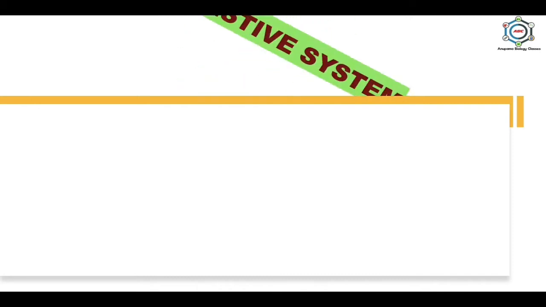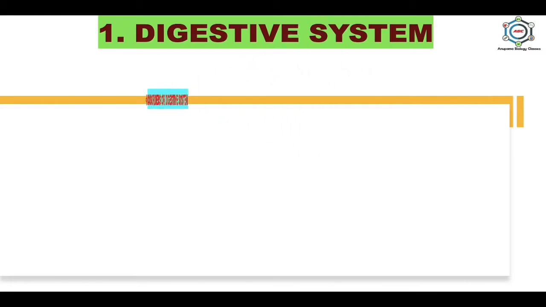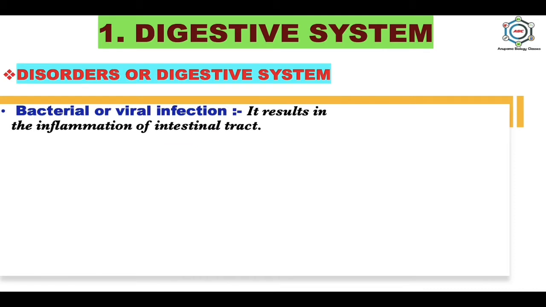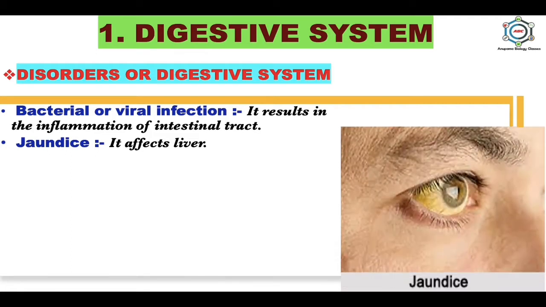Here the first is the digestive system, and in the series of disorders of the digestive system, the first one is bacterial or viral infection, which results in inflammation of the intestinal tract, and a number of invertebrates like tapeworm, roundworm, threadworm, hookworm, etc. are responsible for this type of infection. In this infection series, the first one is jaundice, in which the liver, skin and eyes turn yellow due to deposition of bile pigments.